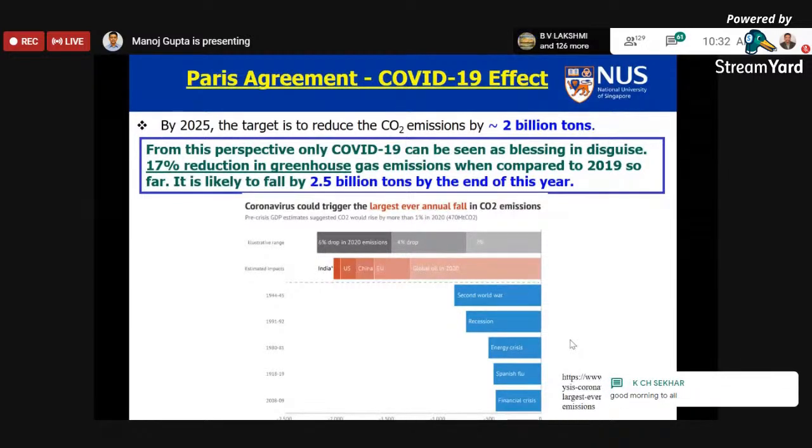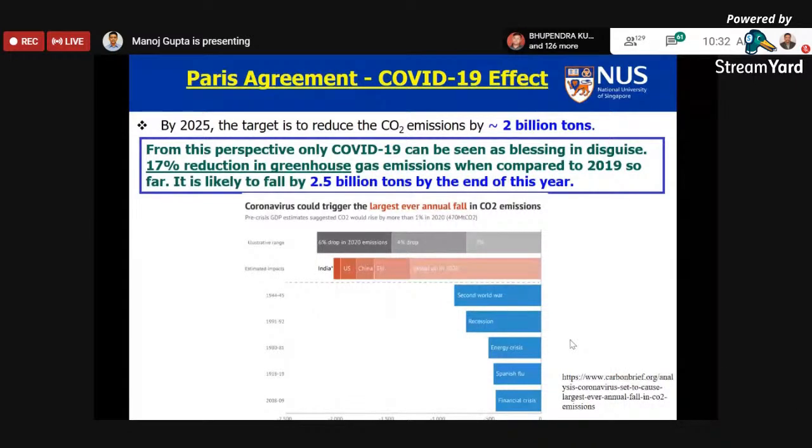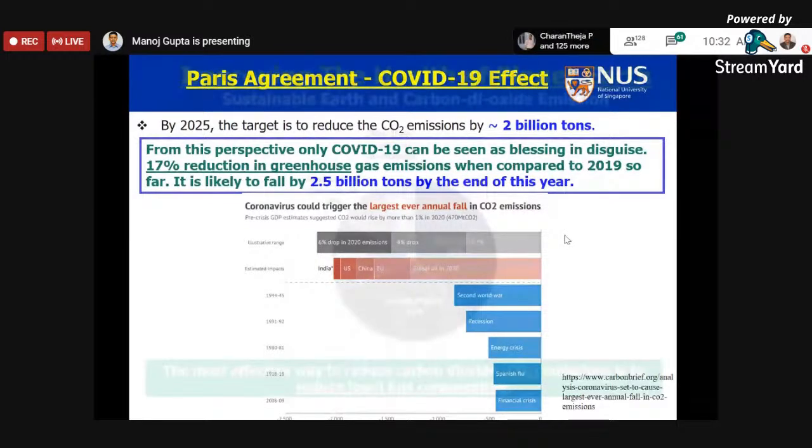Most of the economies are suffering, but there's a blessing in disguise here. What is the blessing in disguise? Because your air travel has stopped, your ground travel has become extremely less now. So all these things translate into less burning of fossil fuel. So the target of the Paris Agreement, which was to reduce the CO2 emission by 2 billion ton, we may achieve within this year. So it will give us a temporary respite unless we start again at an aggressive pace.